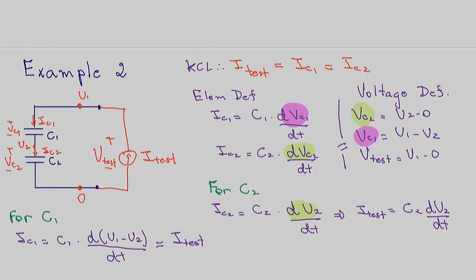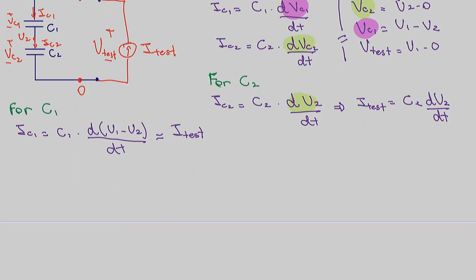So we're going to write the following. ITest over C1 equals dU1 dt minus dU2 dt. Good? Followed what I did? I just took my C1 from this side of the equation, put it dividing there, just to rearrange things. What can we substitute here in our equations?